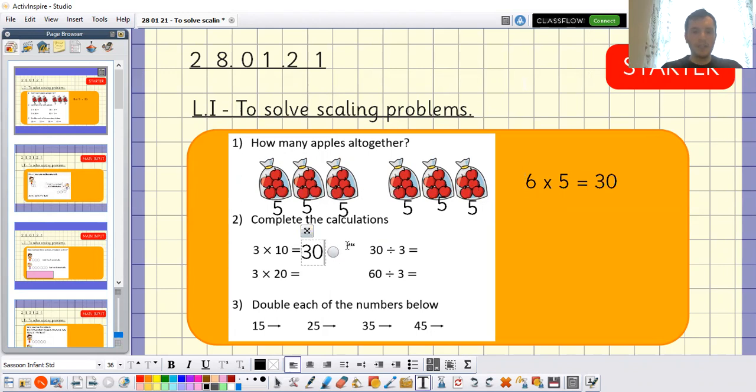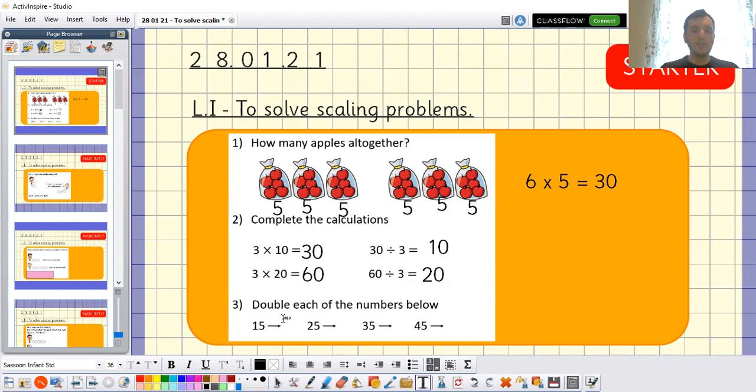And the inverse of that is 30 divided by 3. And you can work that out using this multiplication fact. If we go backwards, 30 divided by 3 is going to be equal to 10. 3 times 20 is equal to 60. 60 divided by 3 is going to be equal to 20. So we can use the first multiplication calculation to help us with that division calculation.